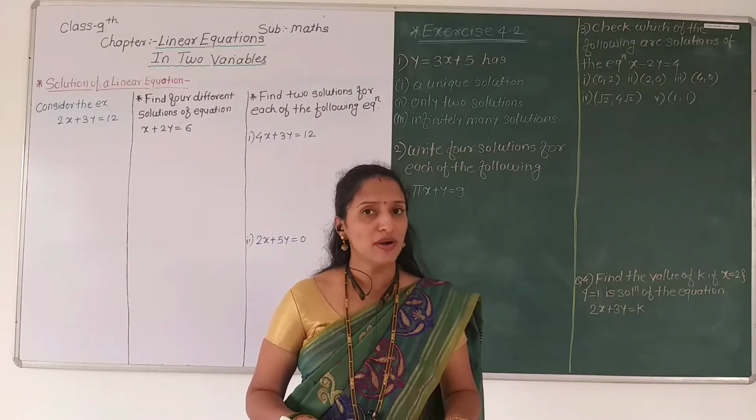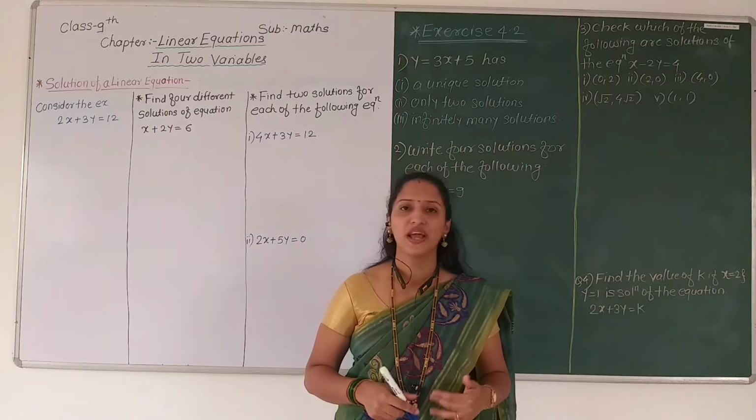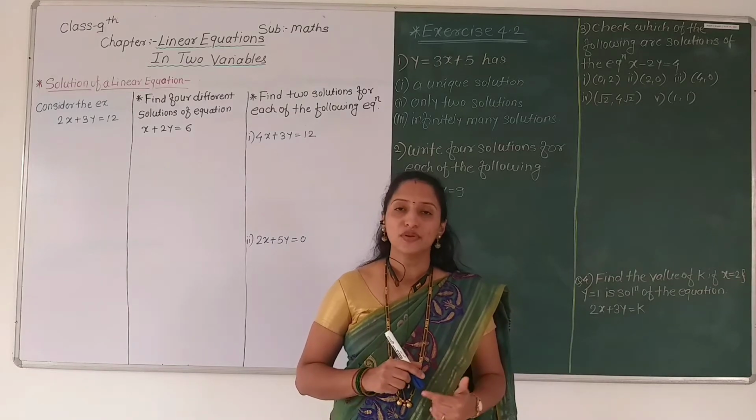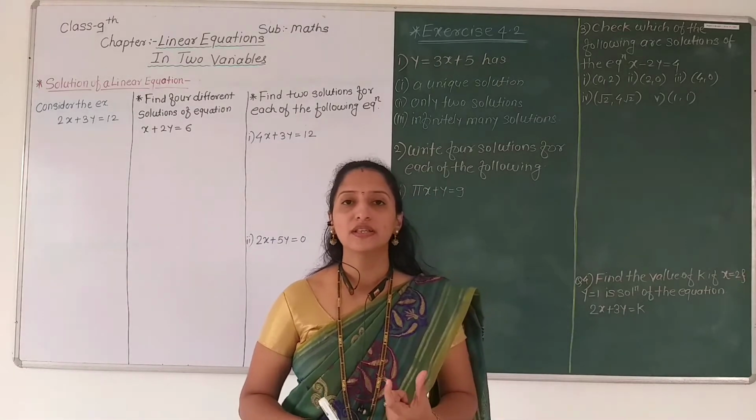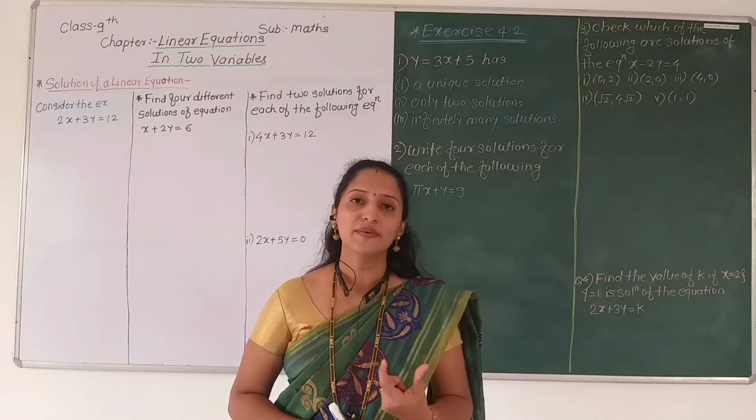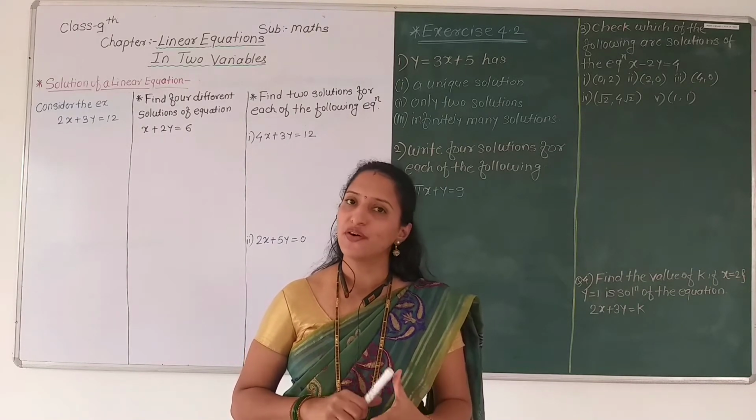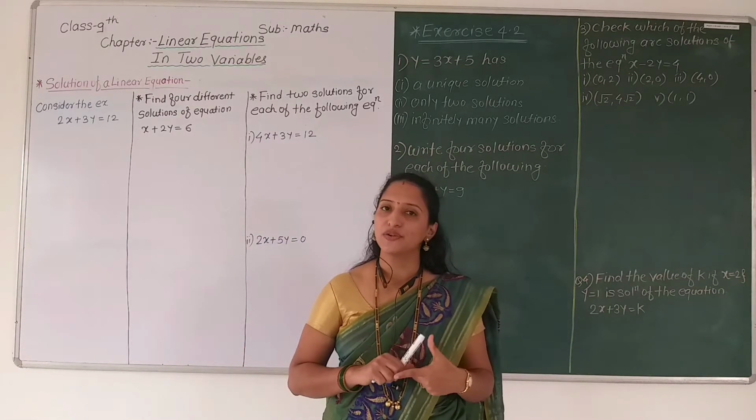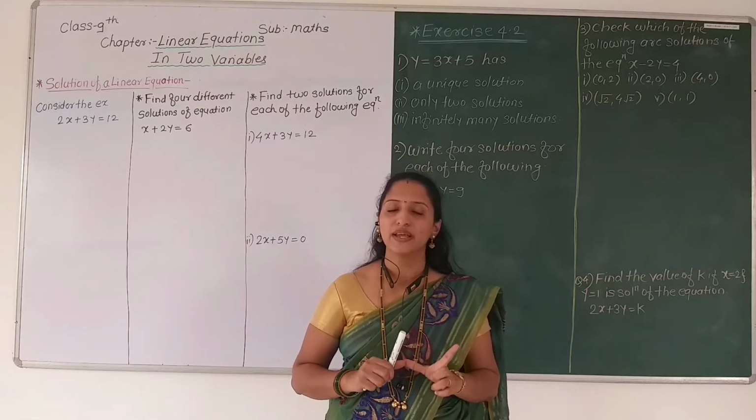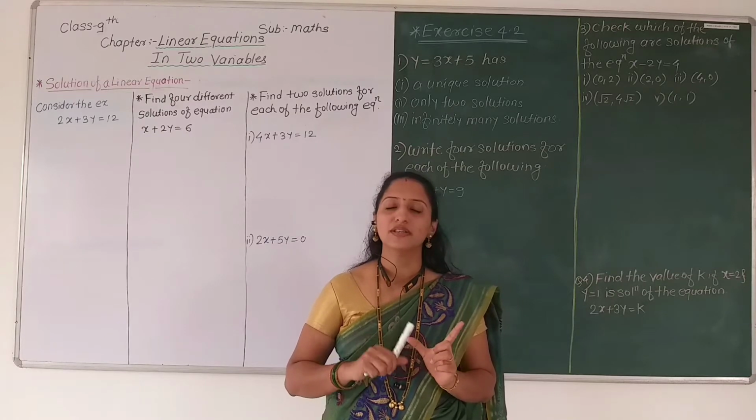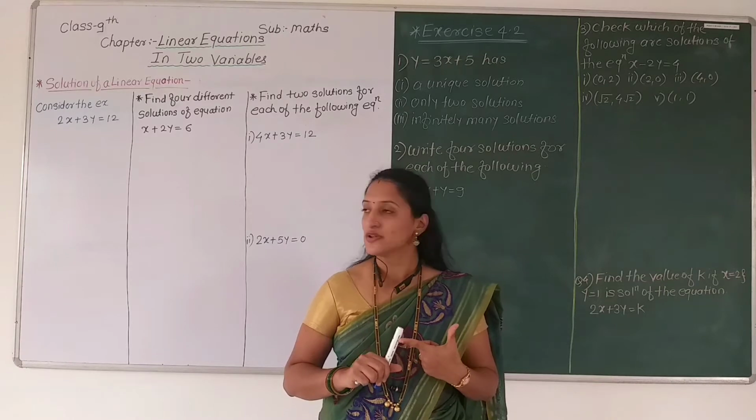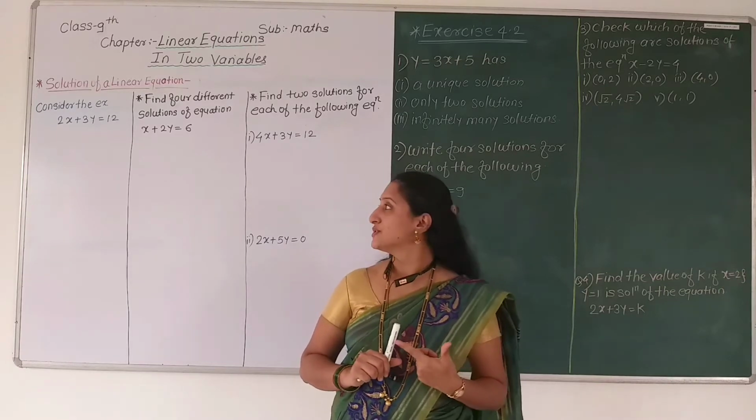So what can you say about solution of linear equation having two variables? Here we get solution of linear equation in the form of a pair. Pair means we get two values, one for x and one for y. Since there are two variables used in the equation, we get solution in the form of pair, one for x and one for y. So let us see how to find solution.